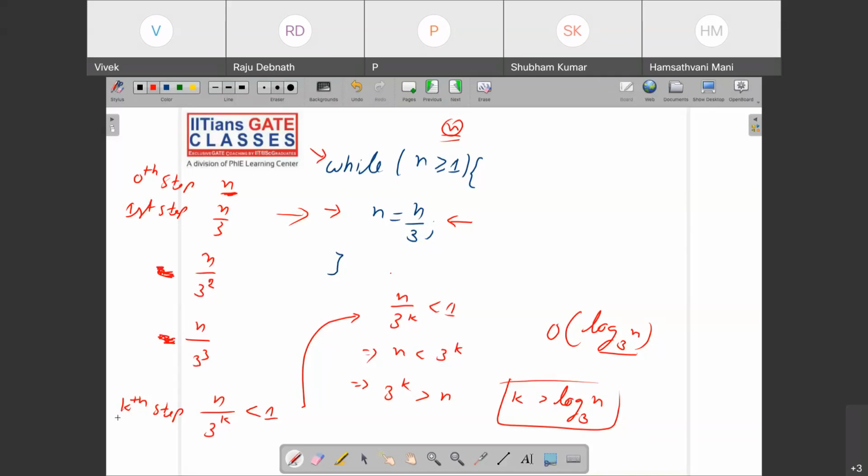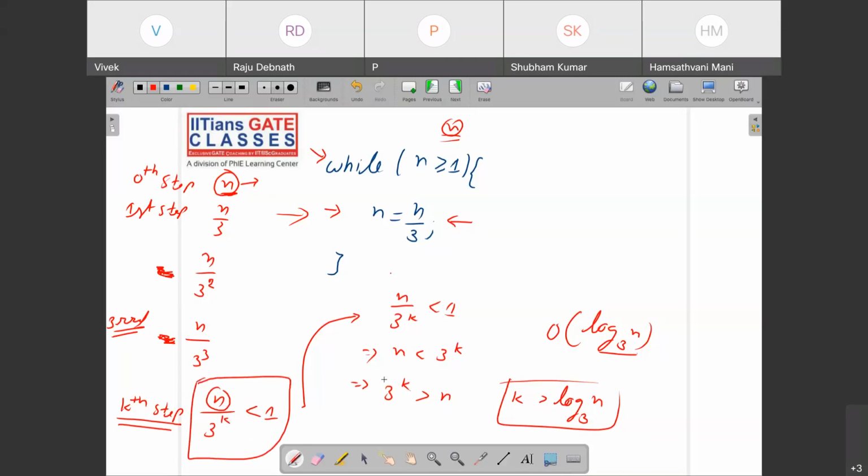So this is what's happening at the kth step, where the while loop will break: n upon 3 raised to power k. This is the third step. At the third step, what was the value of n compared to the first value? It is n upon 3 raised to power 3. So at the kth step, the value of n is n upon 3 raised to power k. This n is the first n that we used before entering the while loop, right? So this condition breaks the while loop.